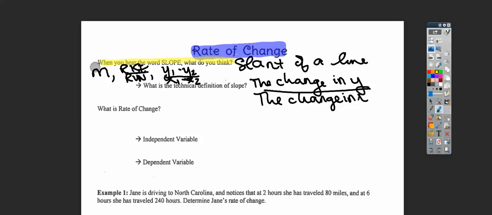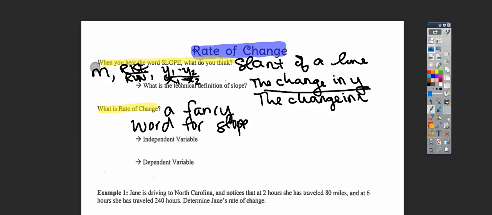So we reviewed slope because the word rate of change is just a fancy word for slope. Rate of change is a fancy word for slope. It is the dependent variable divided by the independent variable.